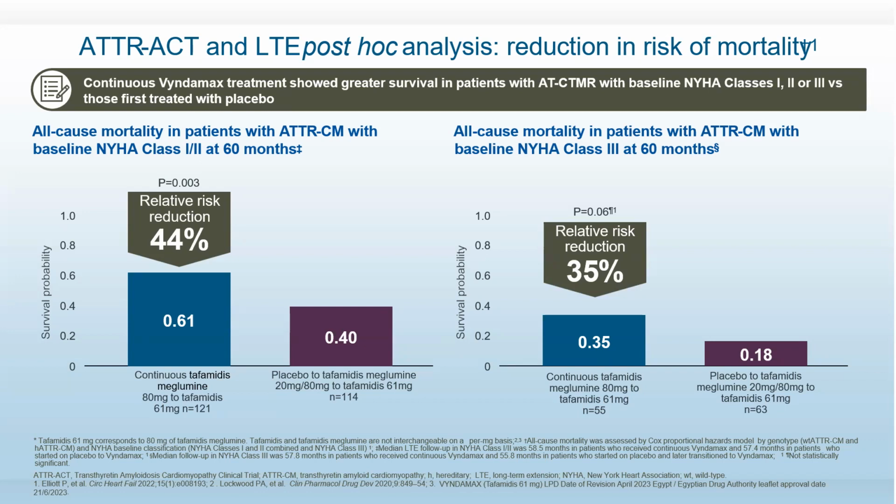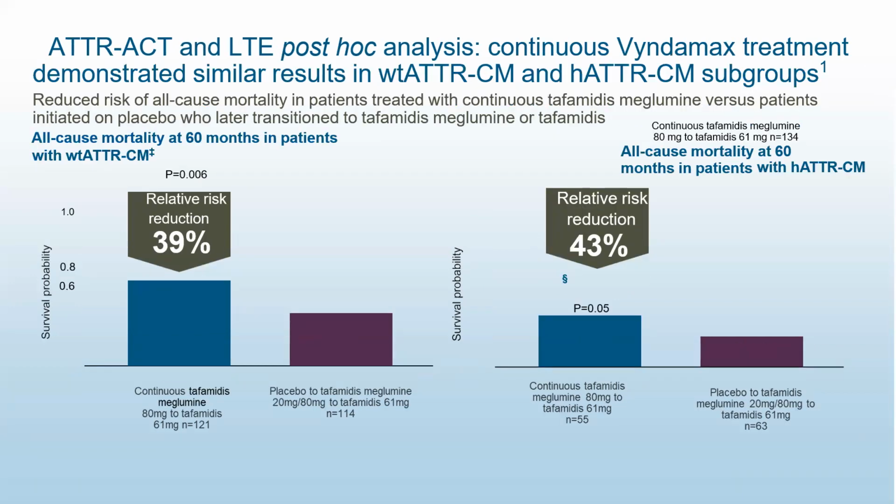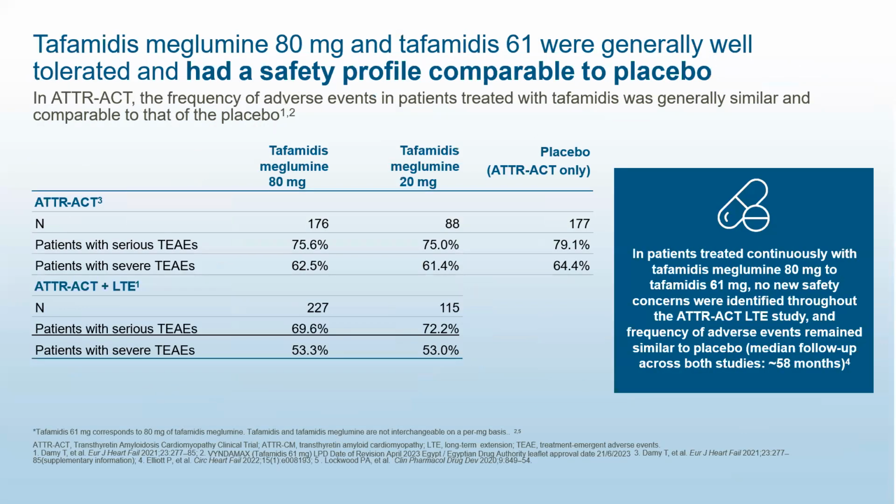Symptomatology was improved, as we said, in NYHA class 1 and 2. The mortality was improved 44% versus NYHA class 3, 35%. And this shows you that the earlier you start the medication, when the patient is still NYHA 1 and NYHA 2, at 60 months, 5 years, you get a 44% relative risk reduction in those patients. Whether the patient was hereditary type or wild type, the long-term relative risk reduction was there, at 39 and 43%.